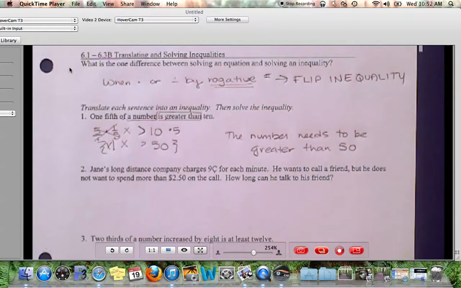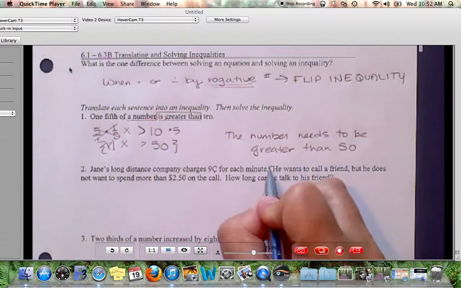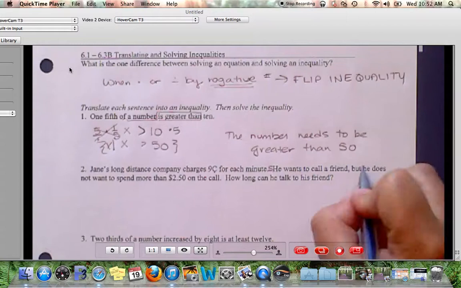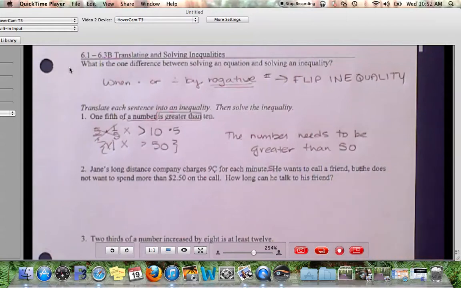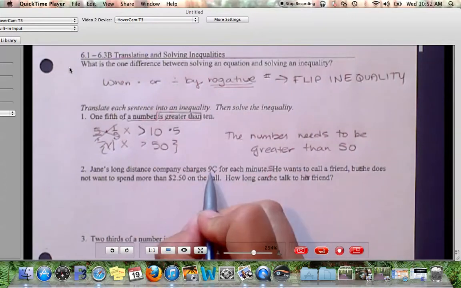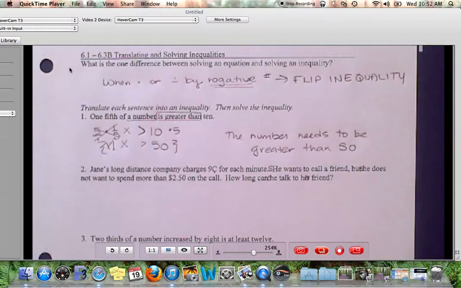How about number 2? Jane's long distance company charges 9 cents for each minute. She wants to call a friend, but she does not want to spend more than $2.50 on the call. How long can she talk to her friend? Probably be easier just to change this to John instead of Jane. All right, so let's figure out what's going on here. She's going to spend 9 cents for each minute, but she doesn't want to spend more than $2.50.